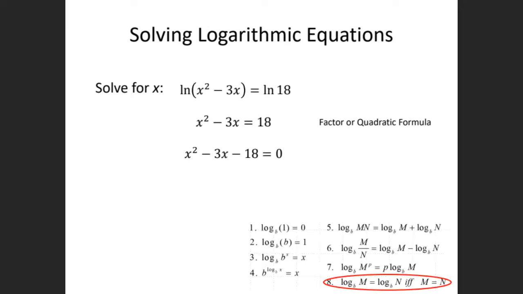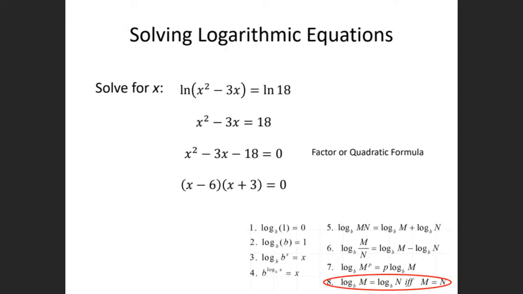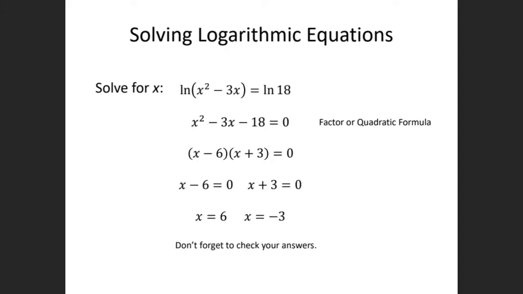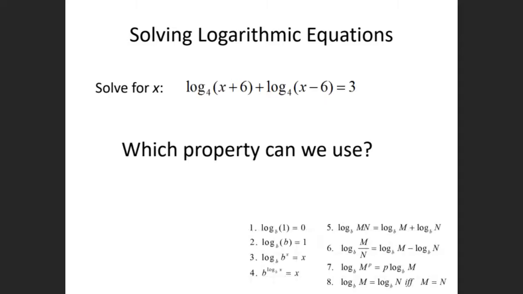Again, we're going to end up with another quadratic. X squared minus 3x minus 18 is equal to 0. I am going to factor this out. X minus 6 times x plus 3. So my values are 6 and negative 3, right? So these are my solutions. But again, let's check. We've got to make sure that if we have two answers, both answers are going to work.